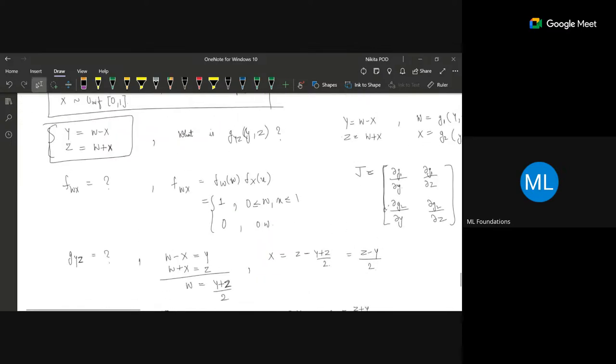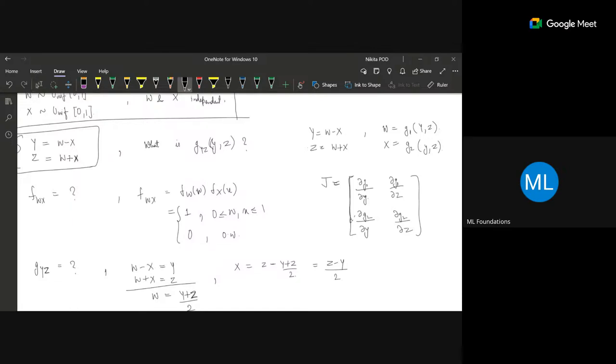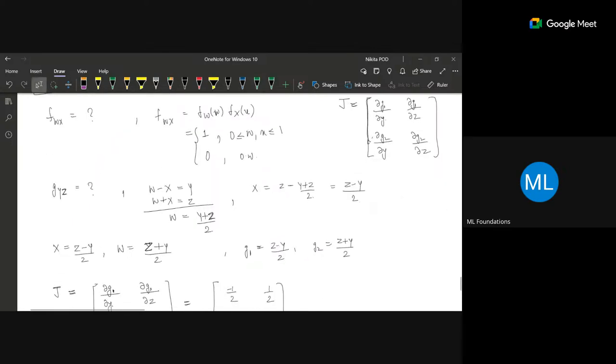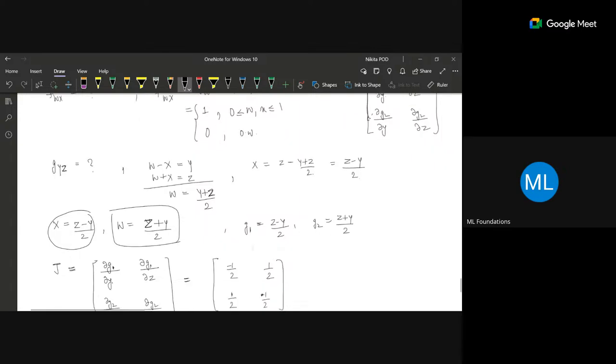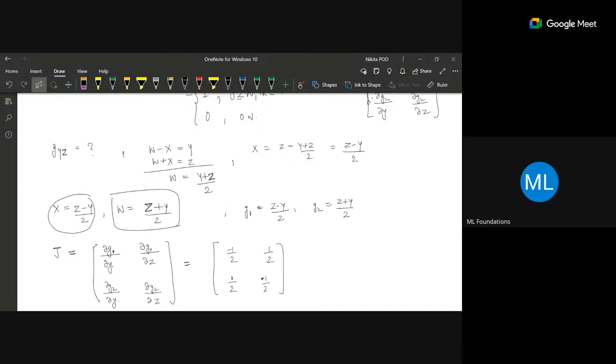So to write w and x in terms of y and z, we solve for it and we got x to be z minus y by 2 and w to be z plus y by 2. Okay. So we took g1 to be z minus y by 2 and g2 to be z plus y by 2.